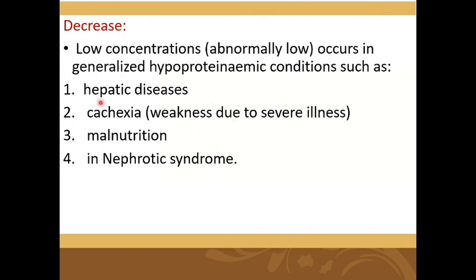Decreased levels are seen in generalized hypoproteinaemic conditions, that is when protein is low. Hepatic diseases, because they are not synthesized, cachexia, weakness due to severe illness, malnutrition, that is when the diet is not balanced and is not provided with proper protein content. In nephrotic syndrome, obviously the kidneys are damaged and the proteins are excreted in urine.